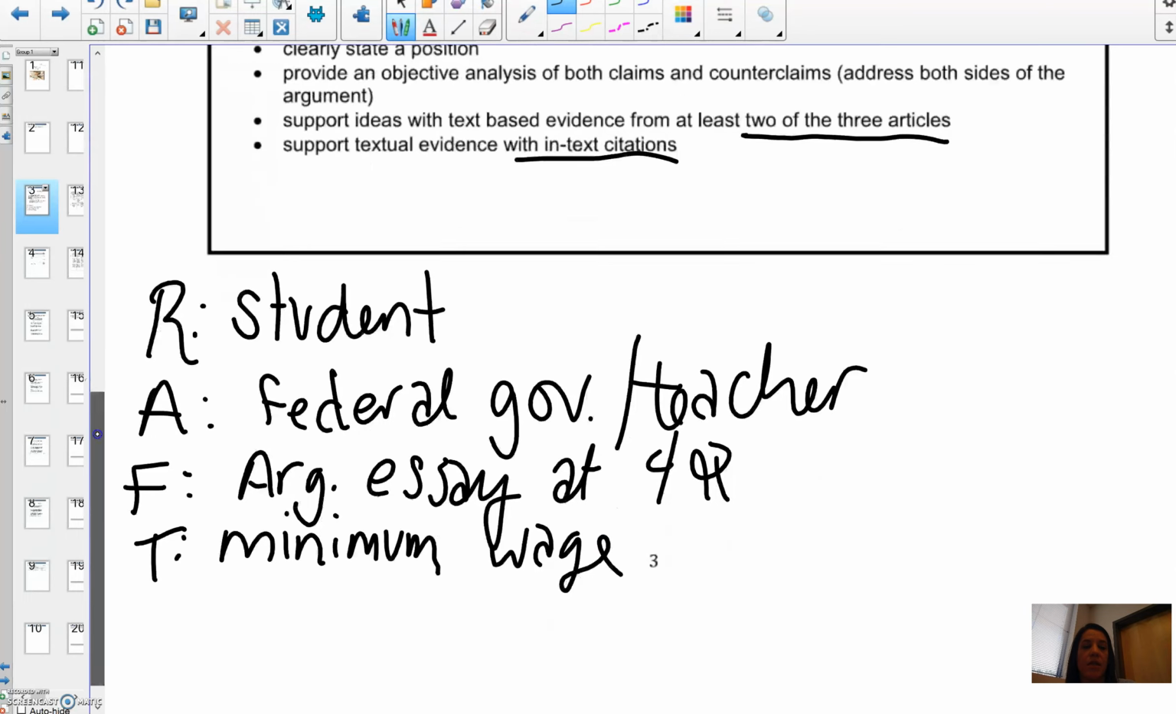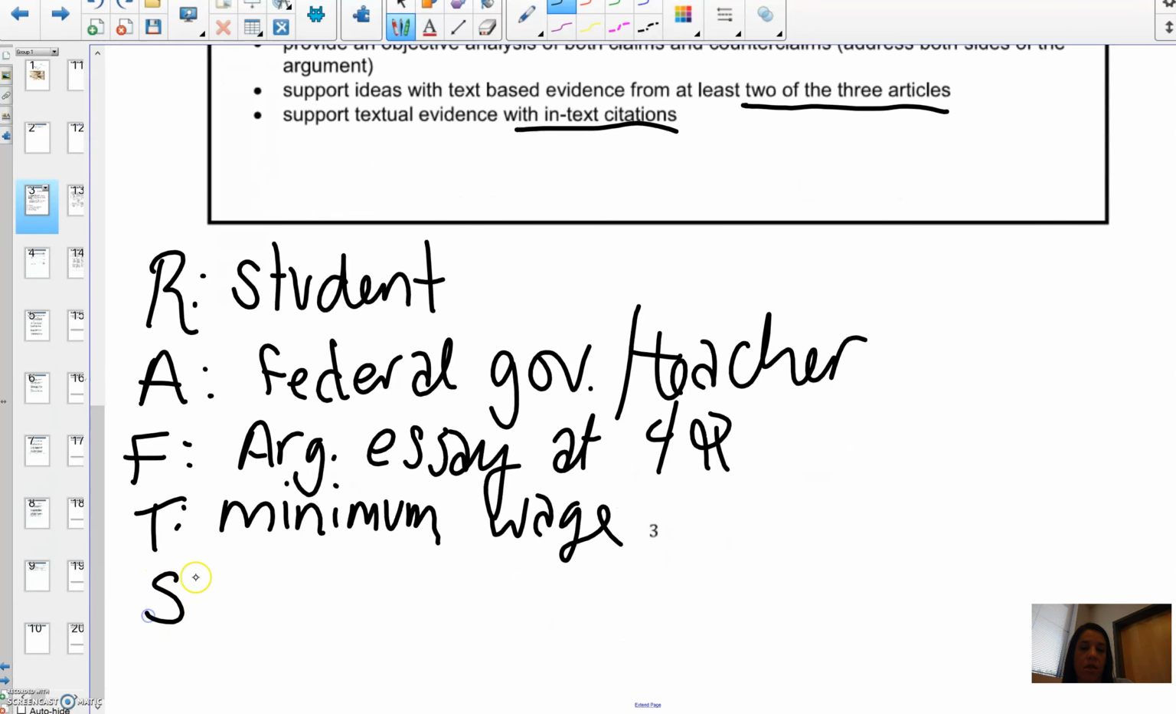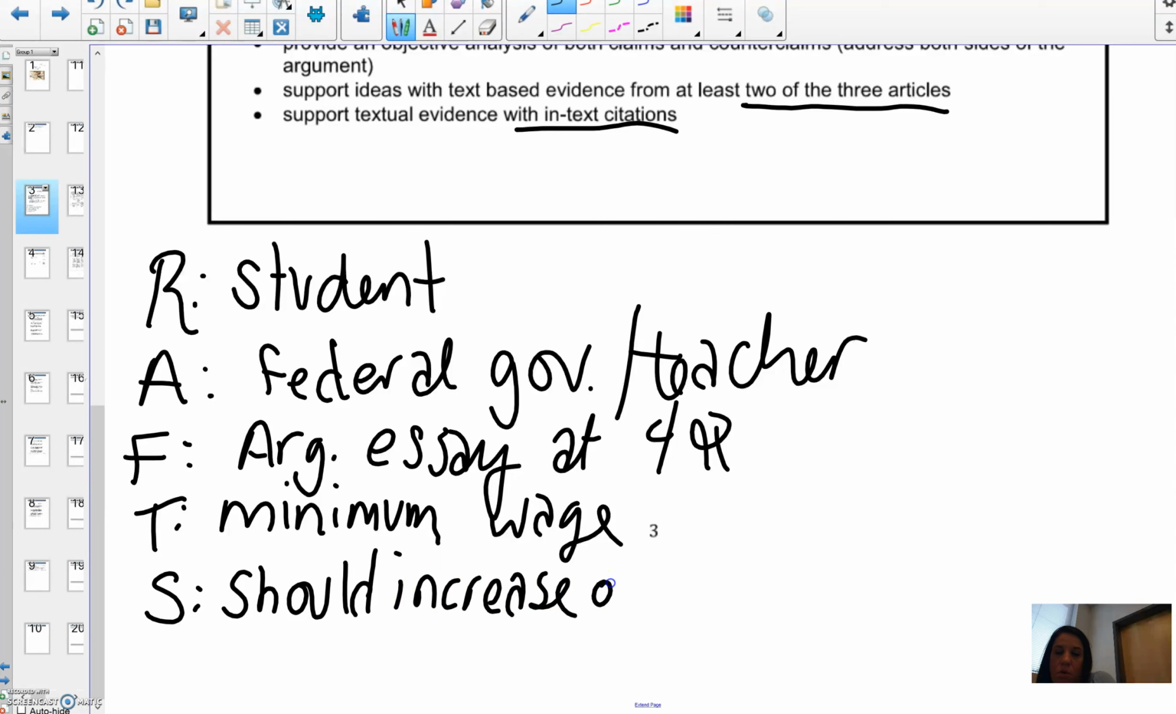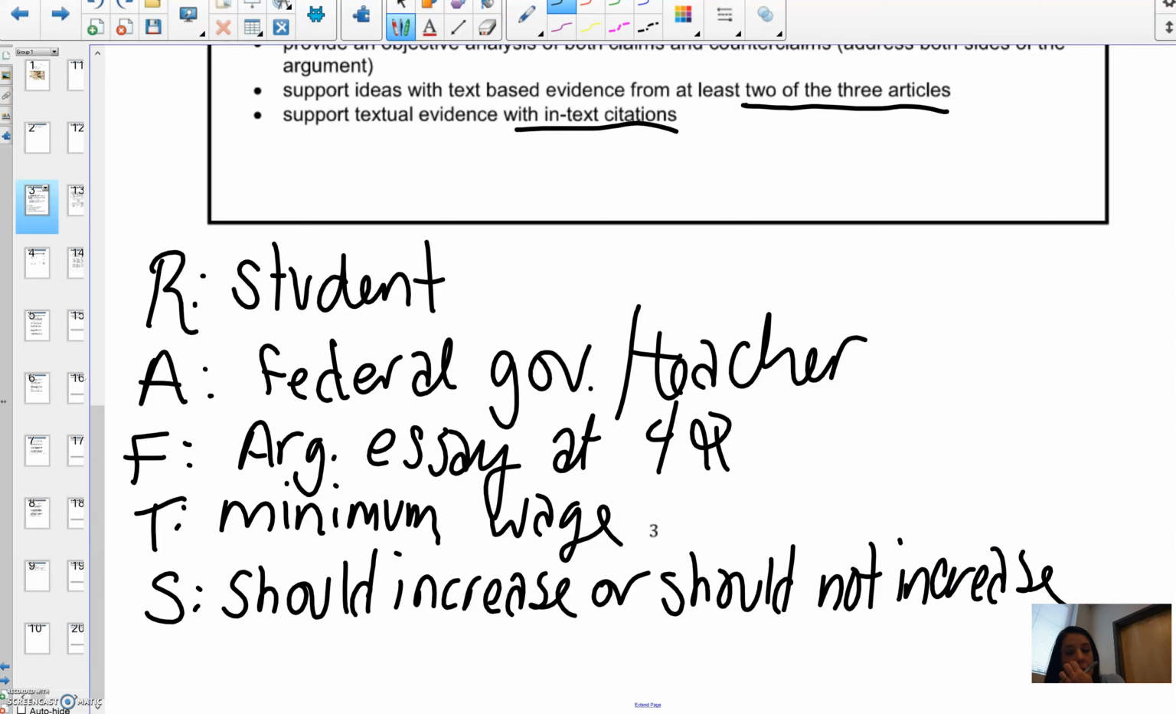And we have to take a stance, S is for stance, on if it should be increased or not. So should increase or should not increase. Now, we are not going to make a decision on this until we read the articles, okay?